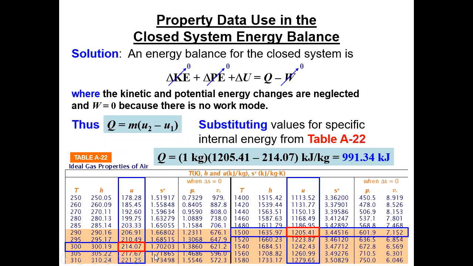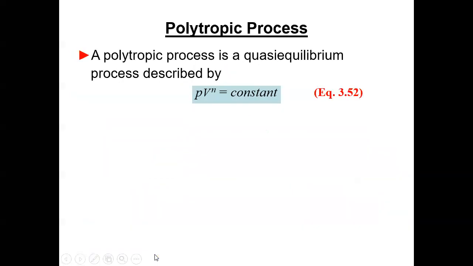Now, that came out positive. What is our definition of positive heat transfer? Heat added to the container is positive. Are we adding heat to the container? Yes, we are. So all that jives, and we should be pretty happy with that answer. Okay, there you go. All right, let's go on to polytropic processes.